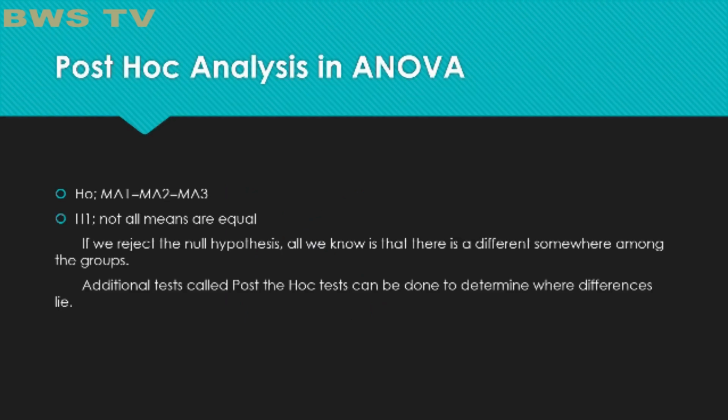Post-hoc analysis in ANOVA. H0 is MA1 equals MA2 equals MA3. H1 is not all means are equal. If we reject the null hypothesis, all we know is that there is a difference somewhere among the groups. Additional tests called post-hoc tests can be done to determine where differences lie.